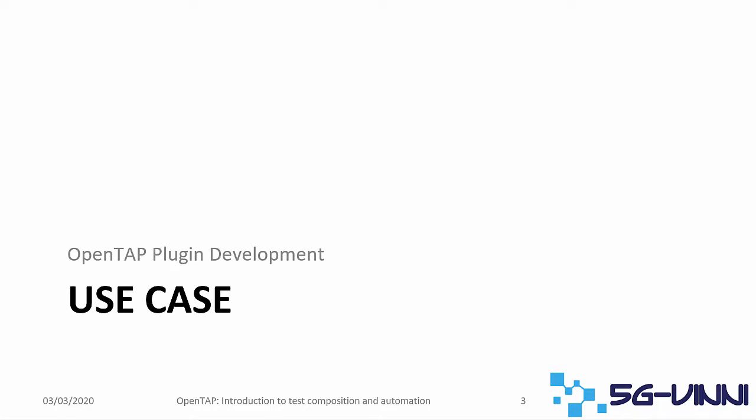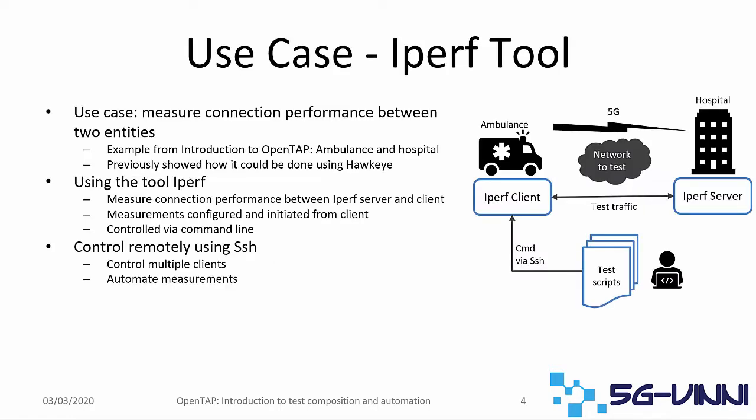So I'll start with giving an overview of the use case and what we want to achieve. If you watched the previous training session where I gave an introduction to OpenTAP and how to use it, you might recognize this use case. We have an ambulance and a hospital. We want to send critical information about the patient from the ambulance to the hospital. For that reason, we want to measure the network connection between the two entities.